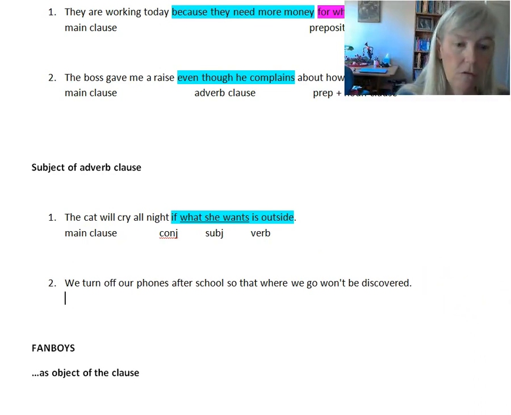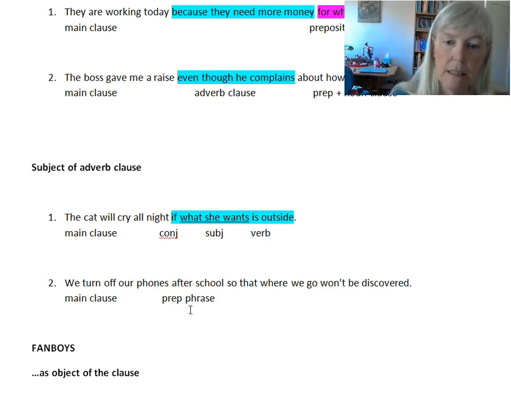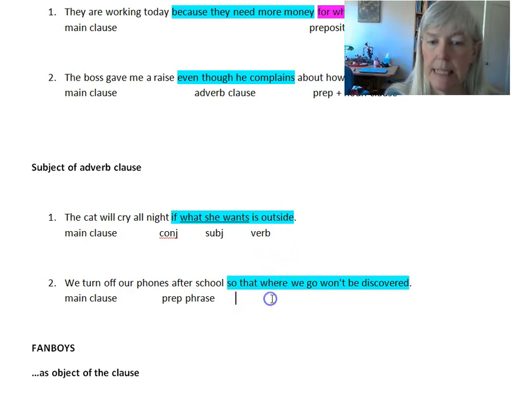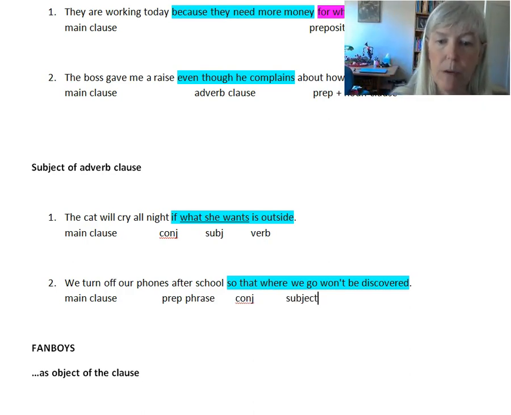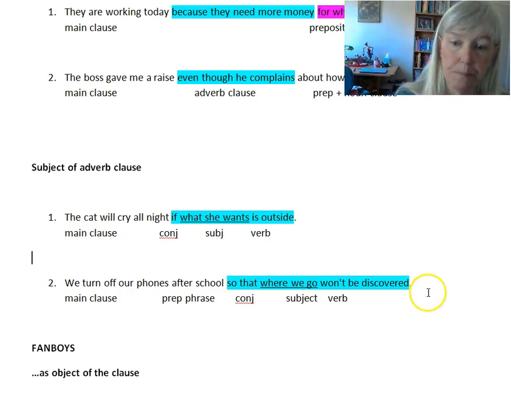We turn off our phones, main clause. After school, prepositional phrase. So that, the whole rest of this sentence is an adverb clause. We have so that, the conjunction, the subject, where we go, and the verb won't be. Where we go is the subject of the so that adverb clause.